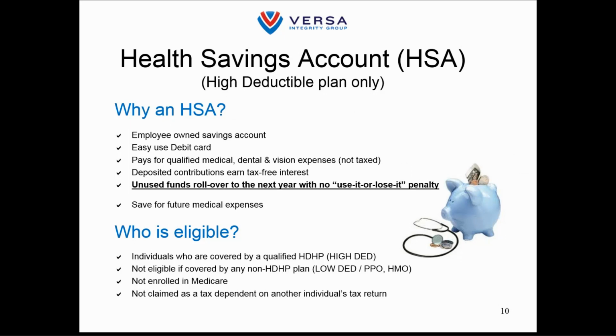and the most important aspect of a health savings account is that unlike the flexible spending accounts, there is no use it or lose it penalty. There are some eligibility rules for health savings accounts, though. Only those Versa employees that enroll in the Gold High Deductible Health Plan will be eligible to have an HSA. Any employee that chooses the Platinum PPO or HMO plan will not be able to elect the health savings account. Any individual that is currently enrolled in Medicare or is currently being claimed as a tax dependent on someone else's tax return is also ineligible to participate in an HSA.